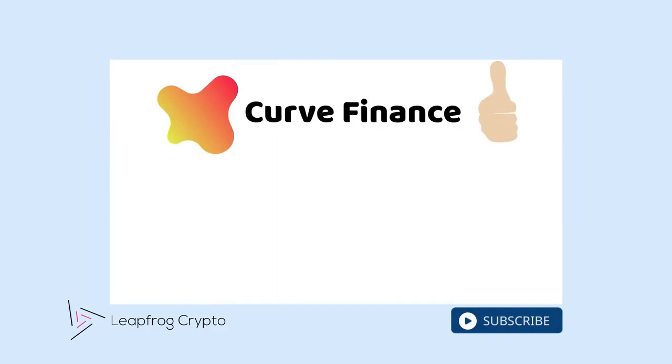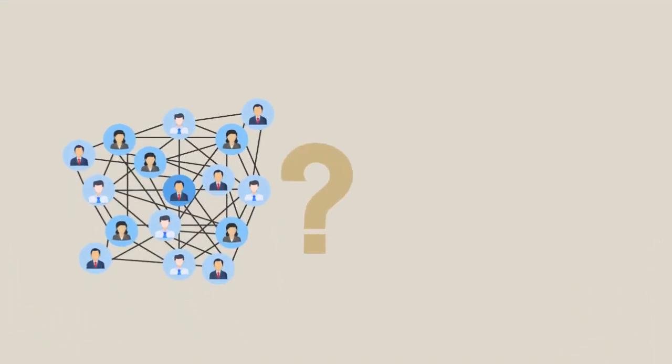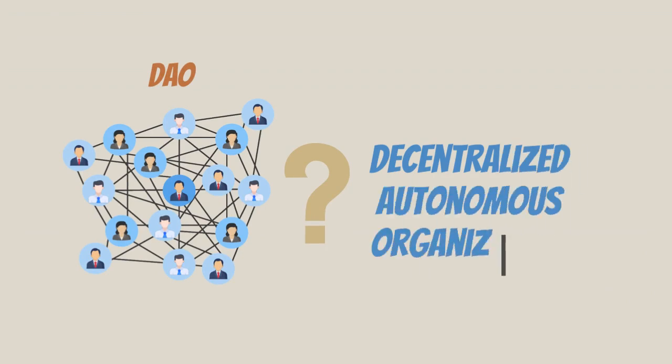What are DAOs? DAO is an acronym that stands for Decentralized Autonomous Organizations. That definition is a mouthful, so let's break it down.